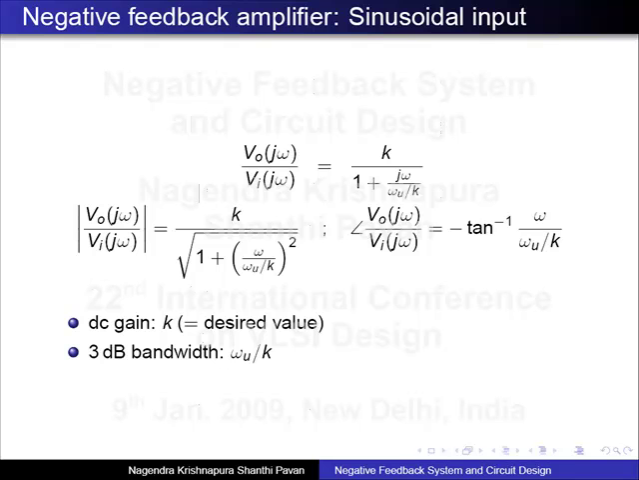Okay. And one thing you see from this expression, the expression for magnitude, is that when omega equals omega u divided by k, the gain becomes k divided by square root of 2, or 3 dB smaller than k. So that we define to be the bandwidth. Okay, 3 dB bandwidth.